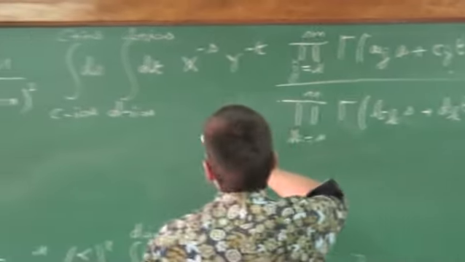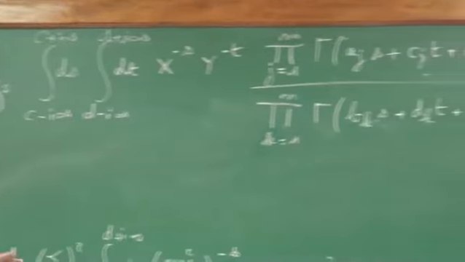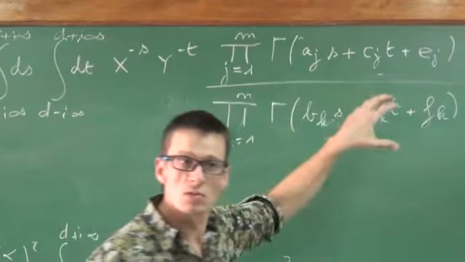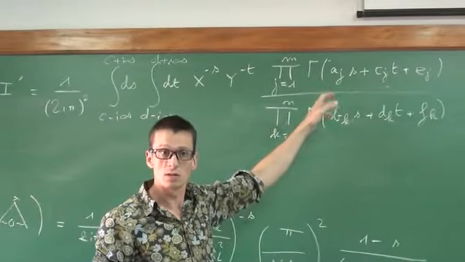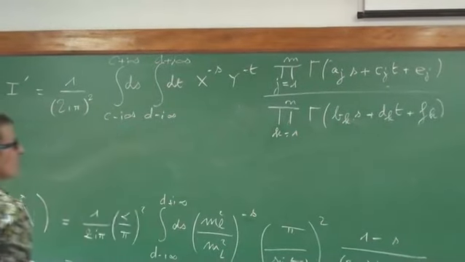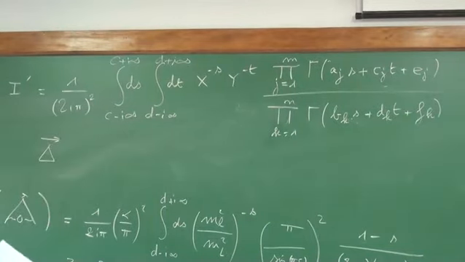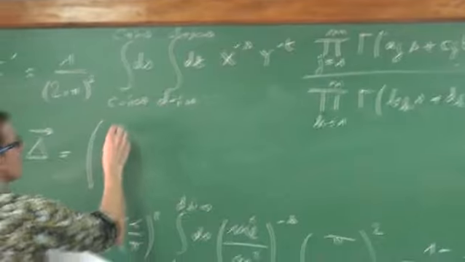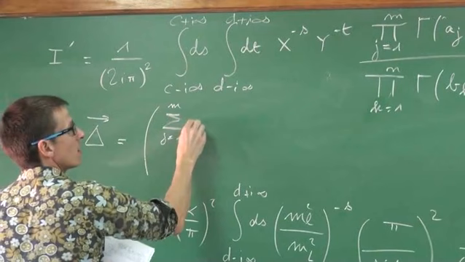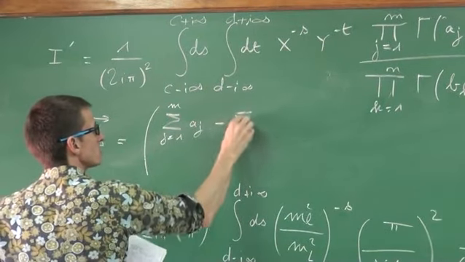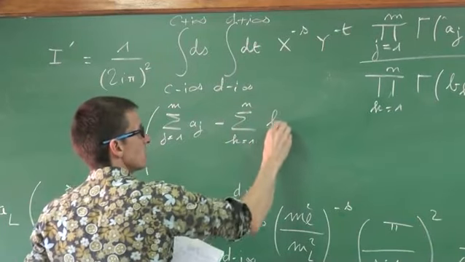And we choose C and D in order that they do not touch the singular lines implied by the gamma function singularities. Okay? Now, you can define a vector delta this time, which is equal to the sum j equal 1 and aj minus the sum k equal 1 and bk.